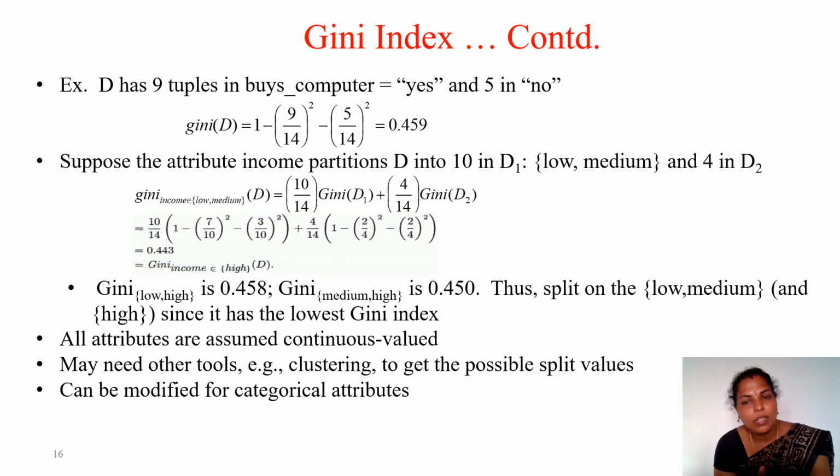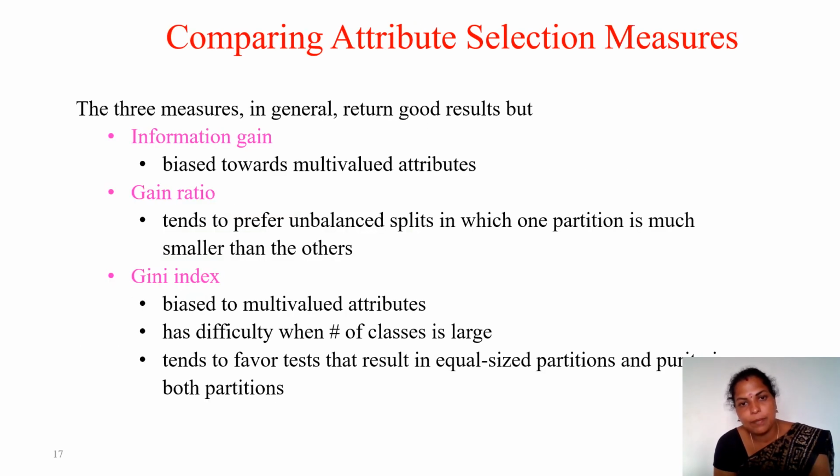So here we find whichever has the lowest Gini index, that becomes the root or split attribute to construct the decision tree. Here we assume that all attributes are continuous valued, so we may need other tools, like clustering, to get the possible split values. This Gini index can also be modified for categorical attributes.